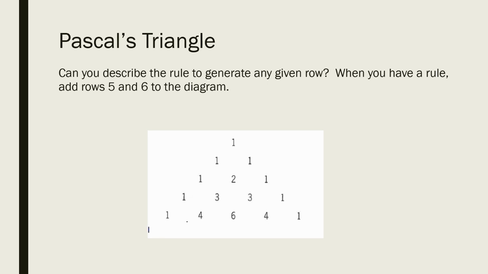The rule, loosely speaking, is very simple. You have 1s on the outside, and to get the next term, you add the terms above. So 1 plus 4 is 5, 4 plus 6 is 10, 6 plus 4 is 10, 4 plus 1 is 5, and then a 1 on the outside. And if we use that same logic again, 1 plus 5 is 6, 1s on the outside, 15, 20 in the middle, 15, 6, and 1. So if you got those, then good job.